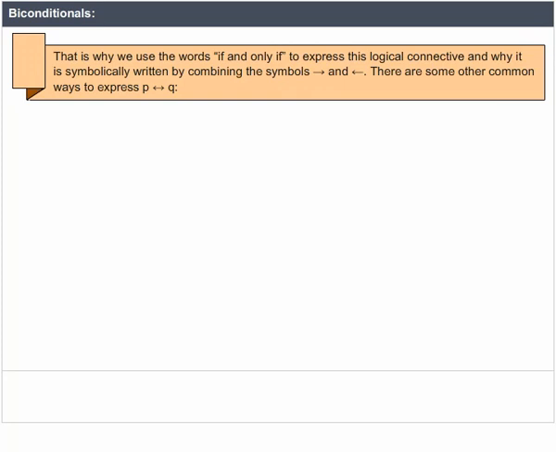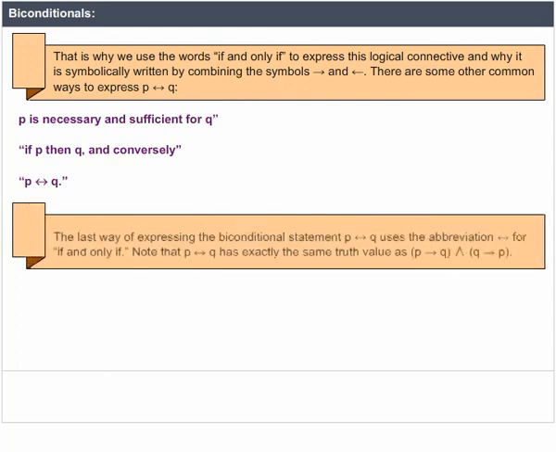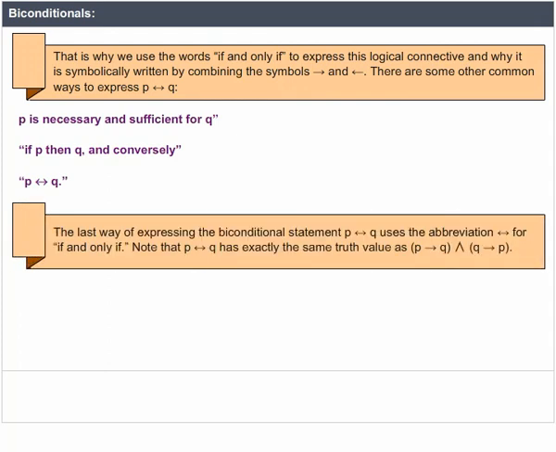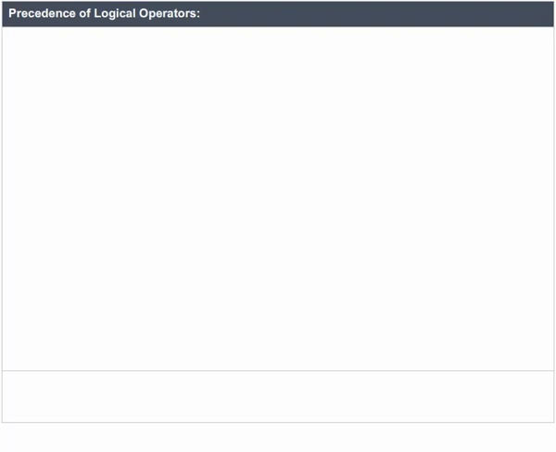There are some other common ways to express P if and only if Q. P is necessary and sufficient for Q. If P, then Q, and conversely. P iff Q. The last way of expressing the biconditional statement uses the abbreviation "iff" for "if and only if." Note that P if and only if Q has exactly the same truth value as P implies Q and Q implies P.